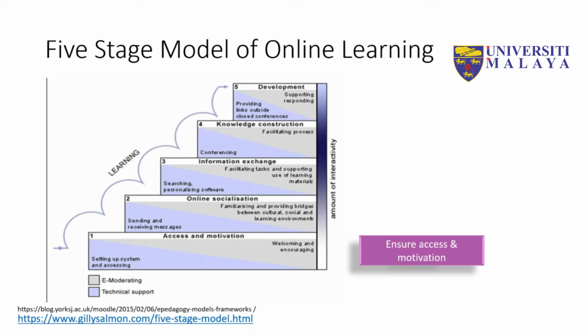The first thing we should do, so it's the 5-stage model by Gilly Salmon, and it's been around a long time. Ensure access and motivation. The first thing we do is we motivate them, have fun with them. In my classes, I do a lot of blended learning, and from time to time we have our e-learning week, of course, so we go totally online.